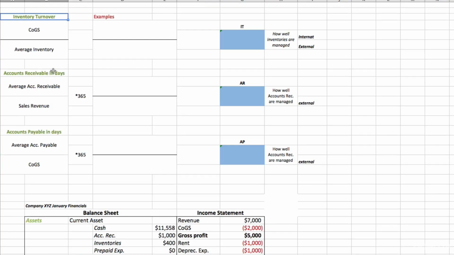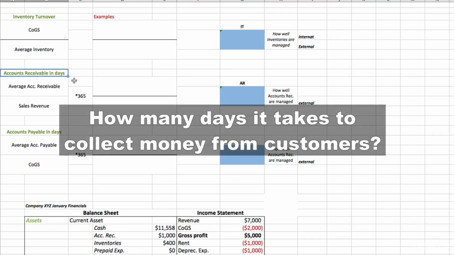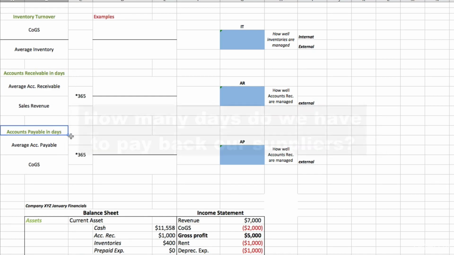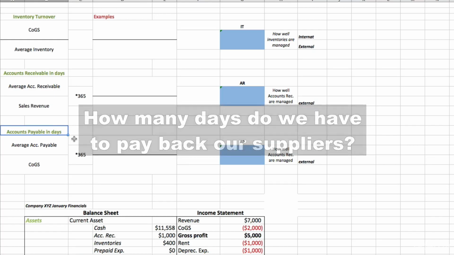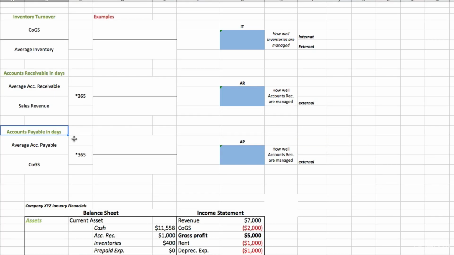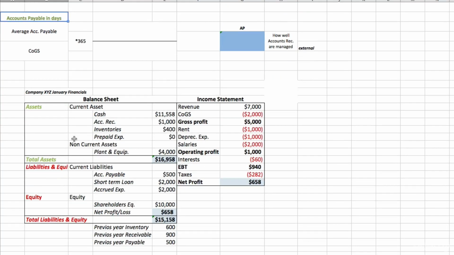Now, the other efficiency ratio which we use is the accounts receivable in days. It allows us to see how many days it takes for us to convert our AR into cash. And the accounts payable in days, which allows us to see how many days it takes for us to clear our accounts payable. In other words, how many days it takes for us to convert our payable into actual payment to our suppliers. Now, the 3 items that we are going to look at are on our balance sheet: the inventories, the accounts payable, and the accounts receivable.